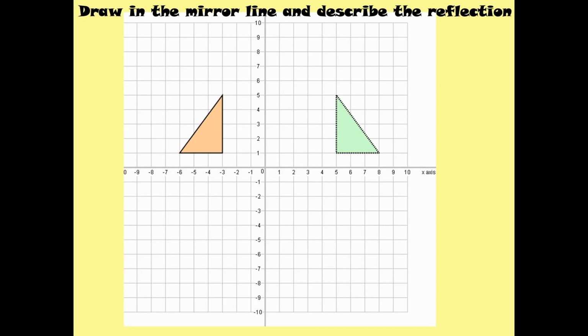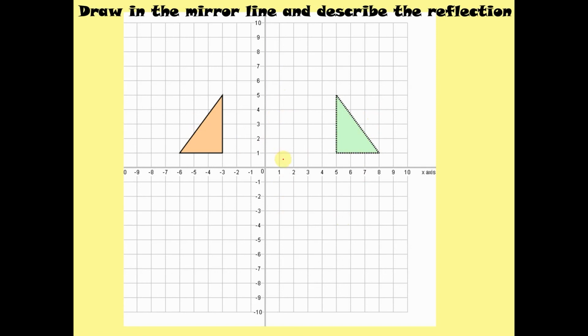So as you can see, this is not a translation as we did yesterday, because a translation will leave the triangle facing the same direction. So if I had to move this triangle around, it will still have this side facing to the top left. Okay, not like here. This one has this side facing top right, while this one is facing top left. So it is a reflection, of course, and the line of symmetry is somewhere here.